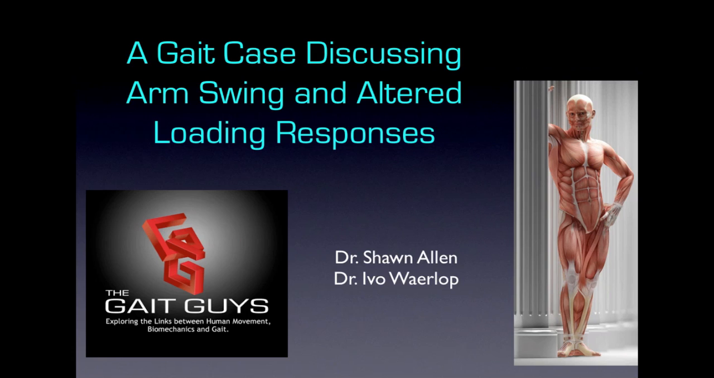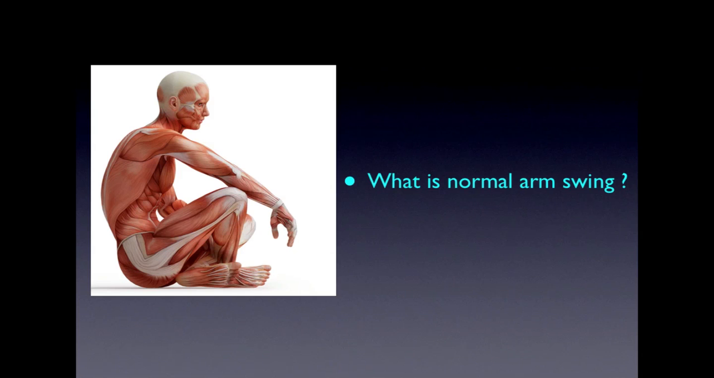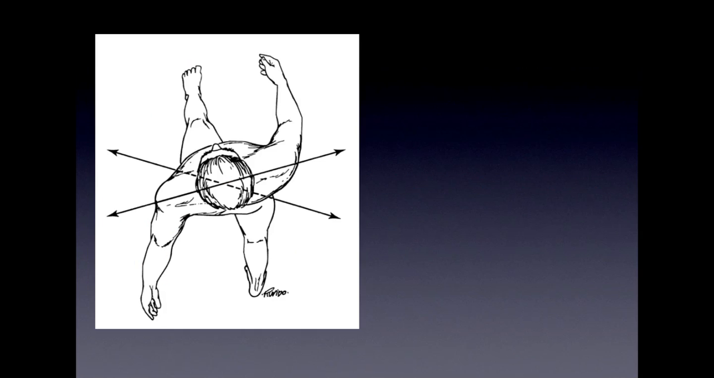We're going to talk about a case today discussing arm swing and altered loading responses. What is normal arm swing? Arm swing is something that's not talked about frequently enough in gait and gait analysis, in our opinion. And it's something that we like to talk about because not only is there a physiologic and locomotor response, but it's driven by a neurologic patterning that we developed at a young age.